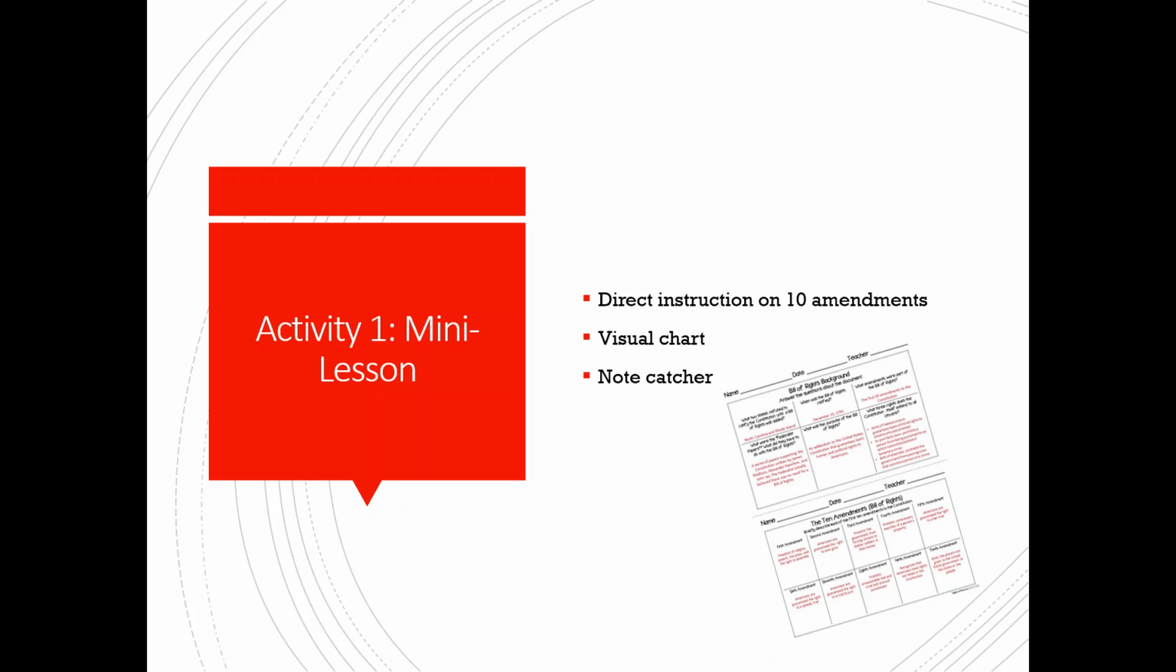The goal is not for students to memorize the exact wording of each amendment, but rather to understand what is being protected. So, everything is kind of contextualized for the student there.